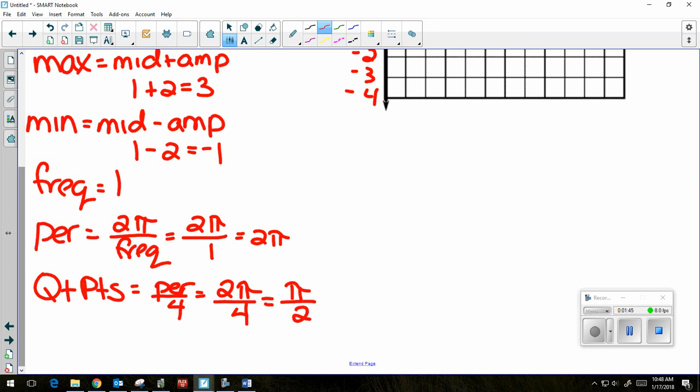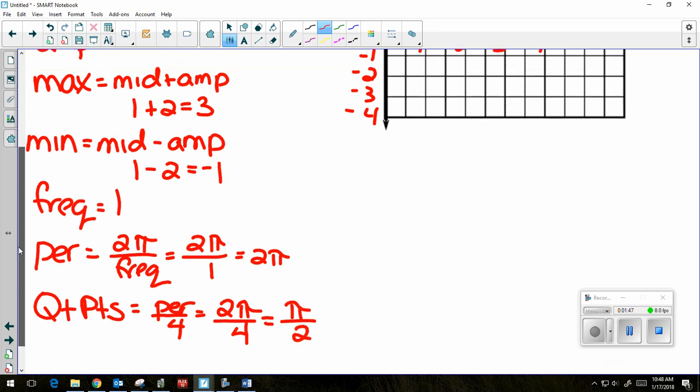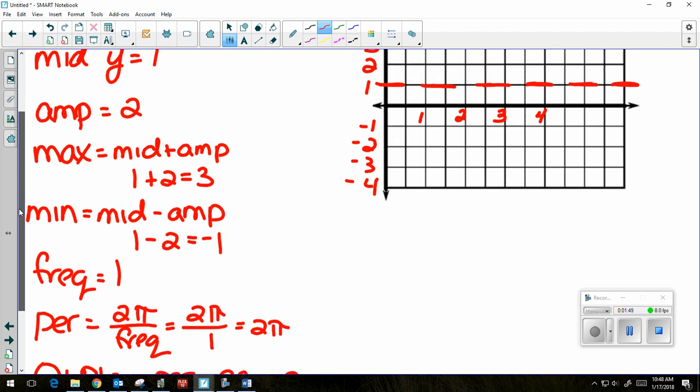Remember, you can use your calculator if you need to. So each of these get pi over 2. So 1 pi over 2, 2 pi over 2, 3 pi over 2, and 4 pi over 2.